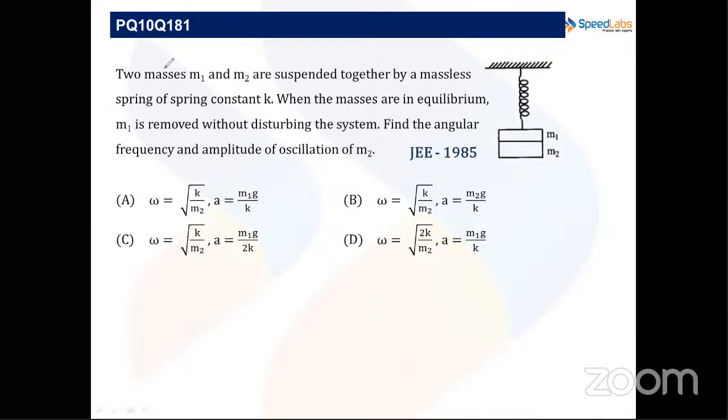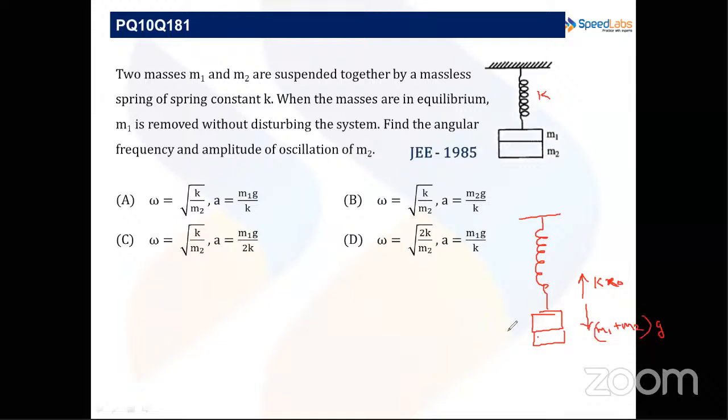Two masses m1 and m2 are suspended together by a massless spring of spring constant k. When the masses are in equilibrium, m1 is removed without disturbing the system. Find the angular frequency and amplitude of oscillation of m2. See, this spring is already pulled, right? And how much kx is there? If we find the initial expansion, it is balancing (m1 plus m2)g.